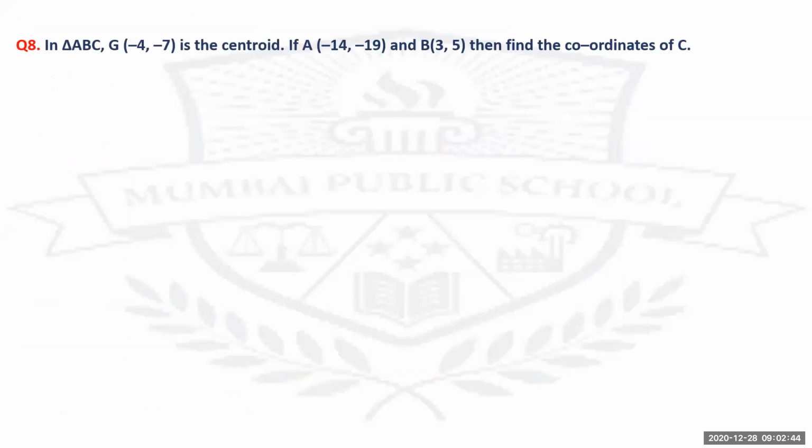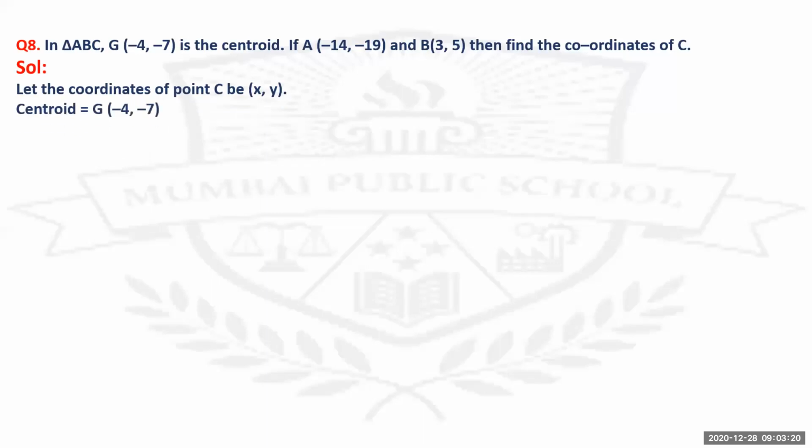In triangle ABC, G(-4, 7) is the centroid. The coordinates of the centroid are given to us. If A is (-14, 19) and B is (3, 5), then you have to find the coordinates of C, the remaining vertex. So let the coordinates of point C be (x, y).